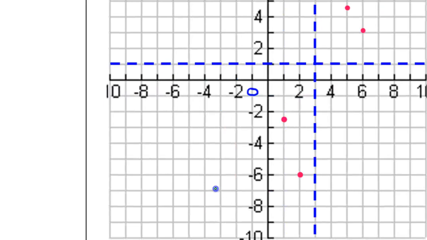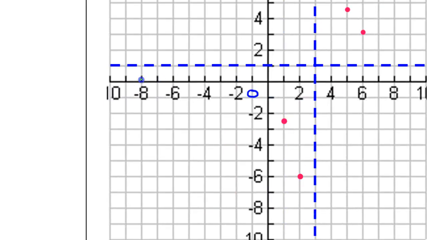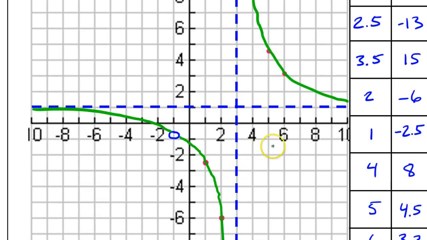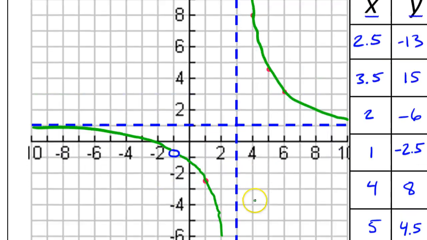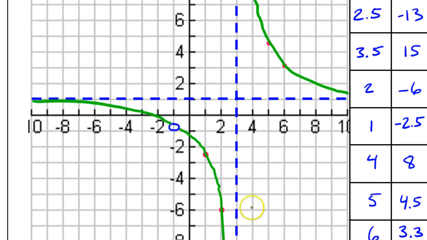So I'm going to draw my branches using the points that I've plotted and following the asymptotes. Your graph should look very much like this. Make sure you leave that open circle as a nice open circle. That's your hole. When I do the range, it works the same way the domain worked, but instead of going from left to right, I'm going from bottom to top. Don't forget about the hole. The hole counts as a break in the graph.